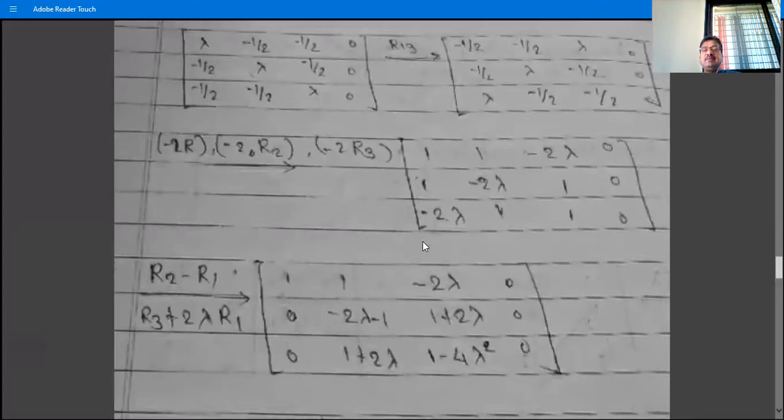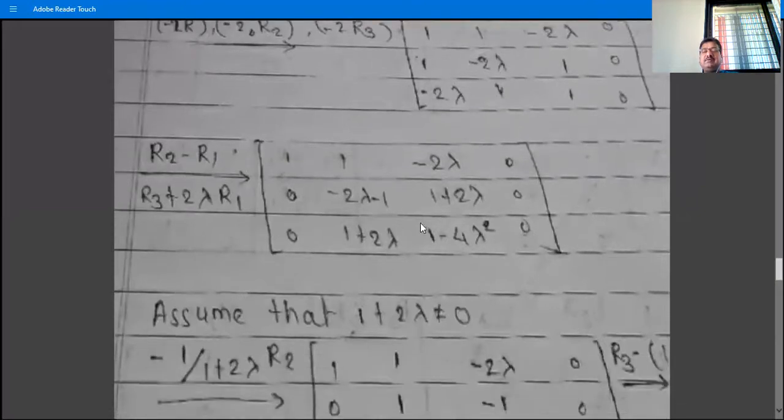Then we have to reduce these two elements to 0. To reduce this 1 to 0, the operation is R2 minus R1, and to reduce this minus 2 lambda to 0, the operation is R3 plus 2 lambda R1. The first row stays as it is, the second changes like this, and the third has 0. Then 2 lambda plus 1 is 1 plus 2 lambda, and 2 lambda into minus 2 lambda becomes minus 4 lambda squared, so 1 minus 4 lambda squared, 0. After this operation, we have this matrix.